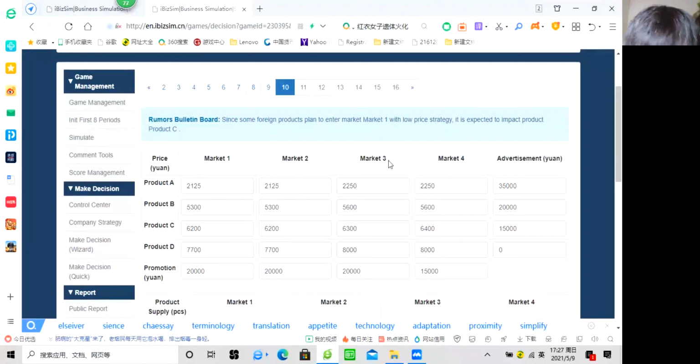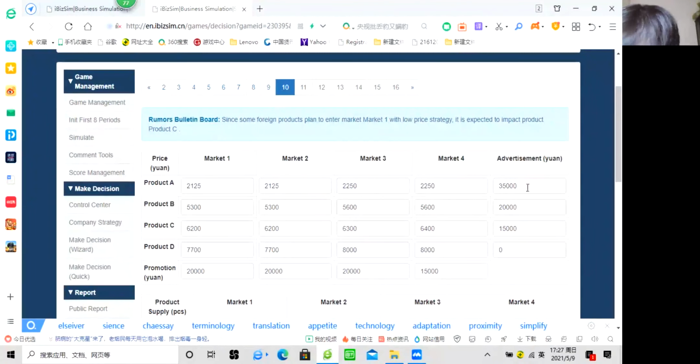So this fee is going to market three, promotion for market three, and each product A, B, C, and D shares it. So that means 20,000 divided by 4 is the promotion fee for each product. Okay, and this is for market 4.